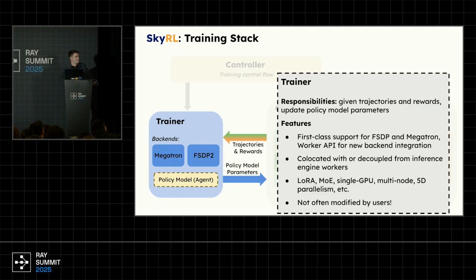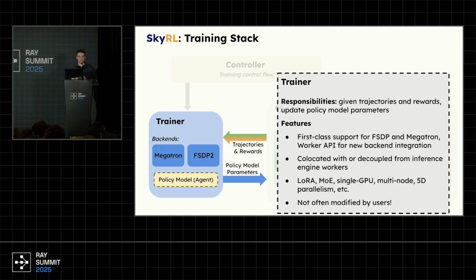Going to the trainer, as I said, its whole focus is to update policy model parameters. It doesn't really need to know or care where these trajectories or rewards came from. They could have come from online learning, offline learning, or some continual learning from an online deployment. It really doesn't matter.